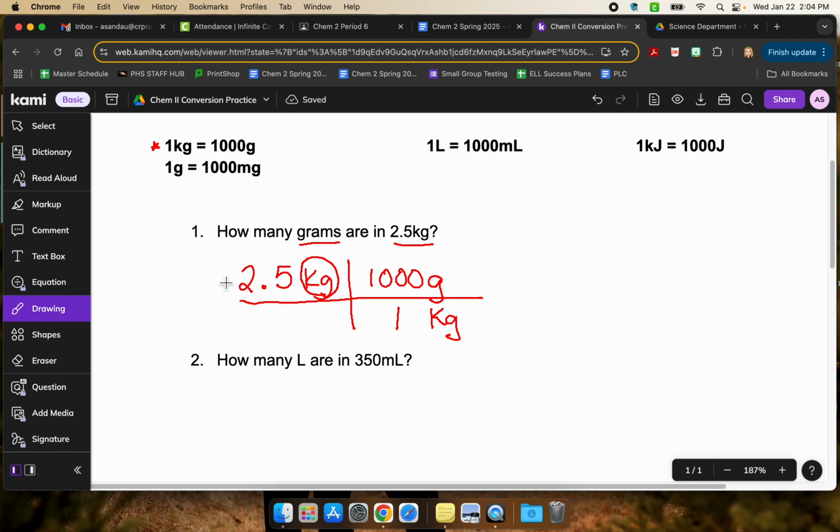So this is how this would be set up. You're going to take your calculator and you're going to multiply 2.5 times 1,000, hit enter, and then divide by 1. And when you do that, your answer should come out to be 2,500 on your calculator. Now, because we are multiplying, it would be kilograms times grams and then divided by kilograms. So those units will cancel each other out, and you're left with grams as your unit to end with, and that is your final answer.